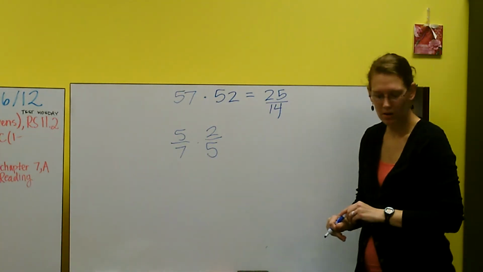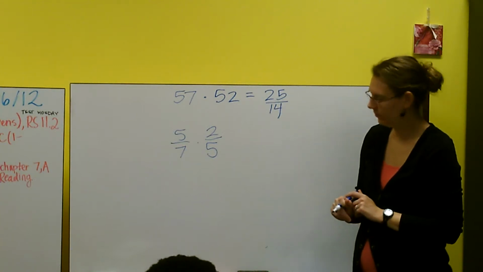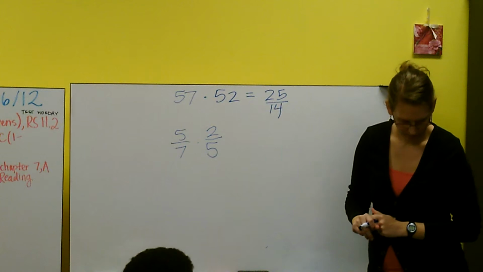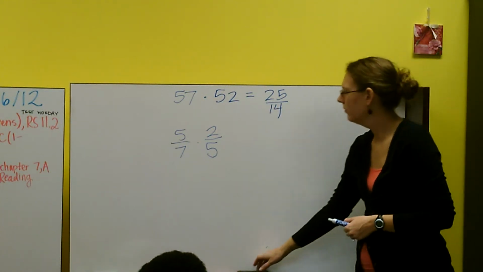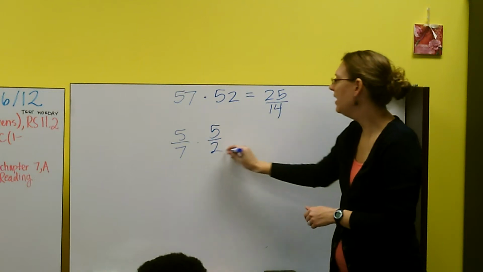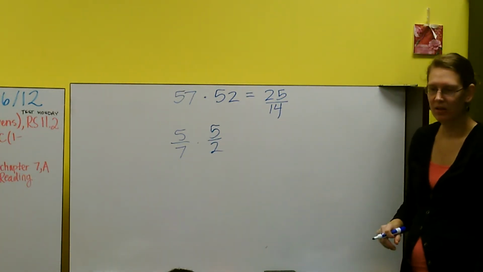That's right. You tell me. Yup, there you go. I'm trying to think. That's why I say it's going to be 5 over 7 times 5 over 2 equals 25 over 14. So I don't have an equals. I have an equals what? It is 25 over 14.